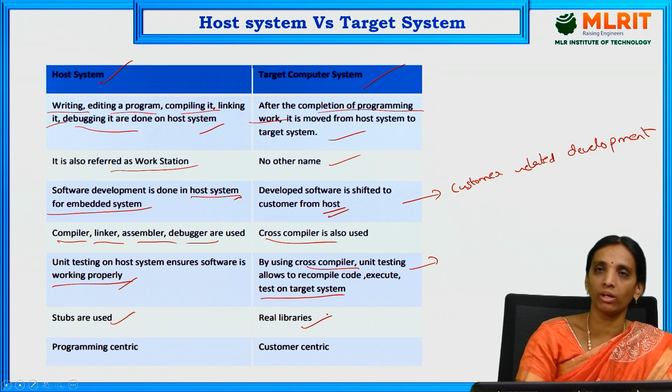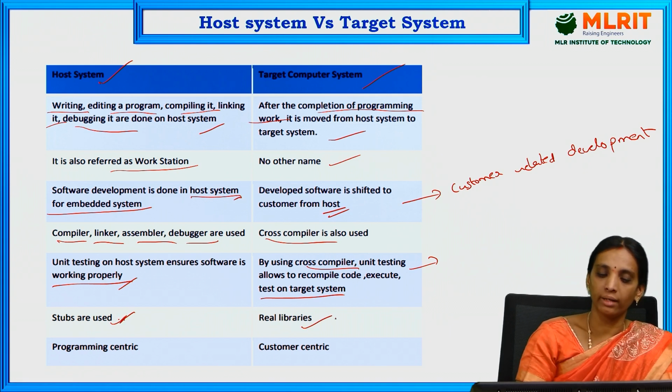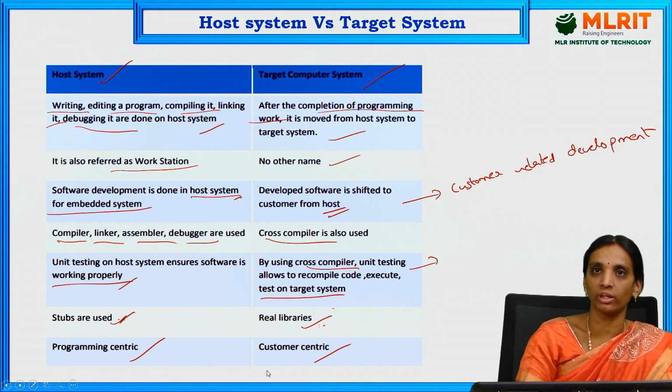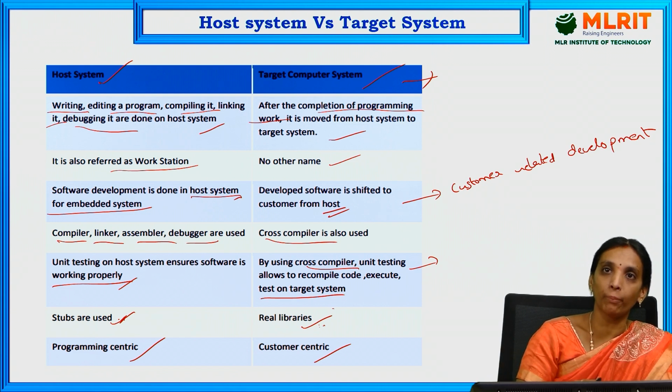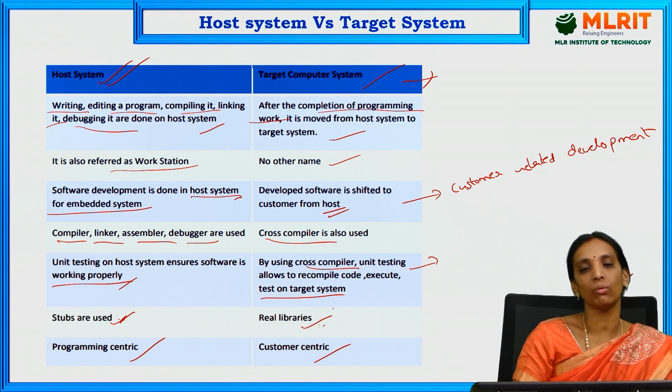Here real libraries are used. The software libraries are to be used in the host, and the real library models are to be imported in the target system. The host is programming centric, the target is customer centric. The model which is released into the market is the target system. The model which is developed by the programmer is the host system. So these are the differences between host system and target system.